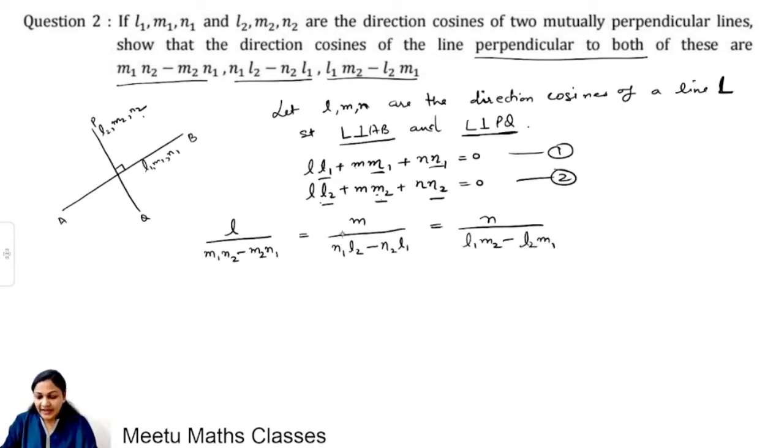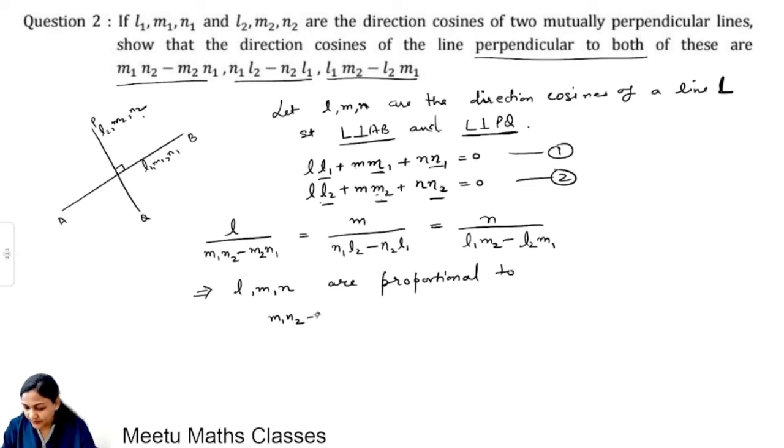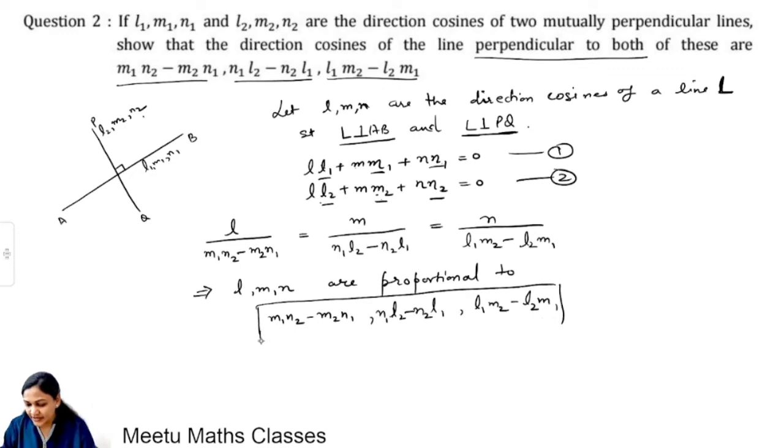So your L, M, N are proportional to M1 N2 minus M2 N1, N1 L2 minus N2 L1, and L1 M2 minus L2 M1, and these can be the direction cosines of your required line.